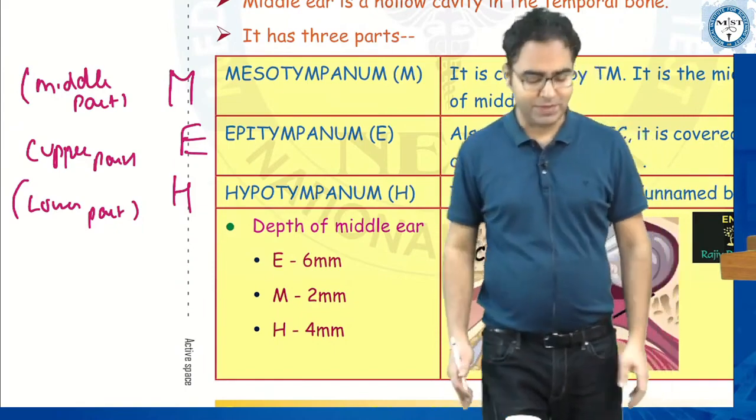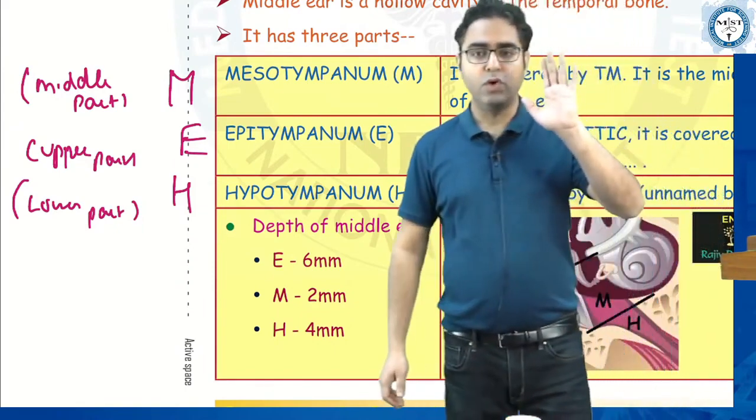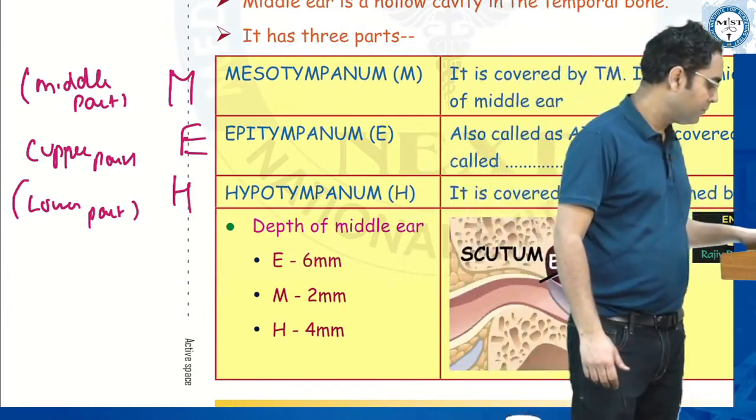Everybody look at me, beta. This is your middle ear. Now, this is your tympanic membrane. The tympanic membrane does not cover the middle ear fully. It covers the majority of it, beta. The tympanic membrane is not that big that it can cover the middle ear fully. The middle ear is bigger than the tympanic membrane, so the tympanic membrane covers the majority of the middle ear.